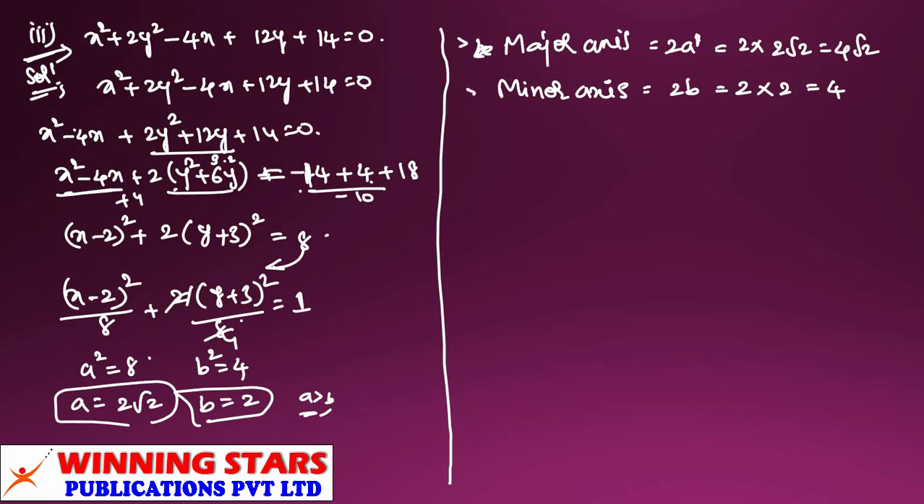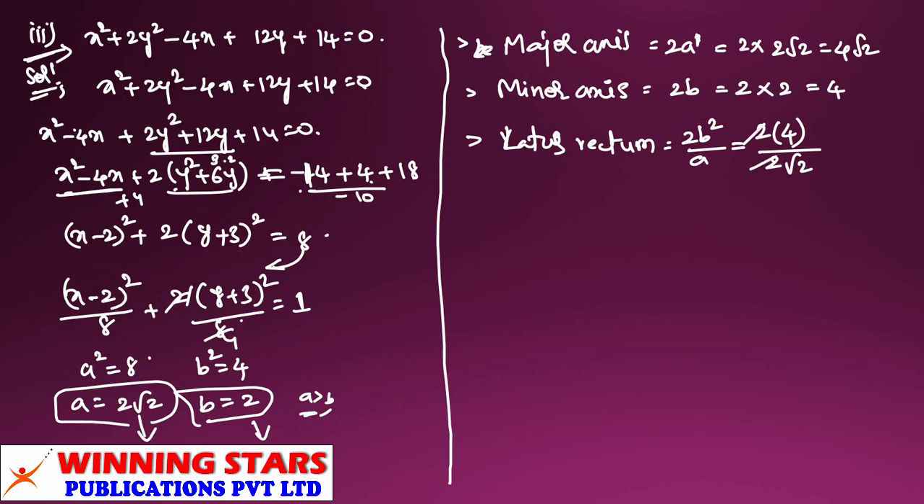And the major axis and minor axis over here. What you have to find is the length of the latus rectum. What is the length of the latus rectum? 2b square by a, no? So 2b square by a is equal to 2 into b square. Actually b square is equal to 4, divided by a, which is 2 root 2.